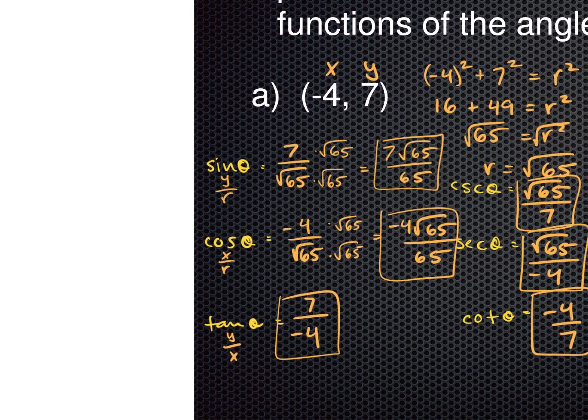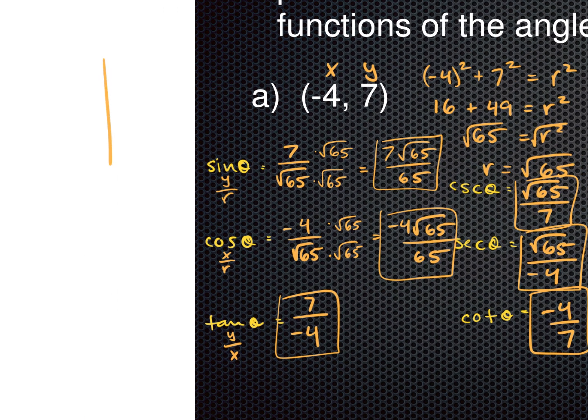If it helps you, you can always draw it here. The point negative 4, 7, we'd go to the left to negative 4 and up 7. So we'd have our point there. We form our triangle by dropping it down to the x-axis, and our theta always comes from the center. So our theta would be here. We've got negative 4 and 7. We found our hypotenuse, which was square root 65.